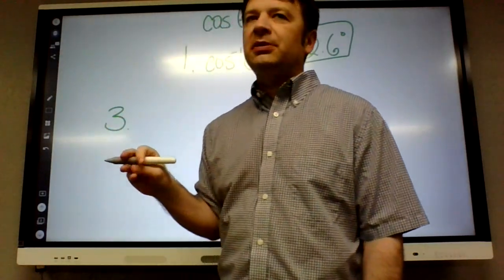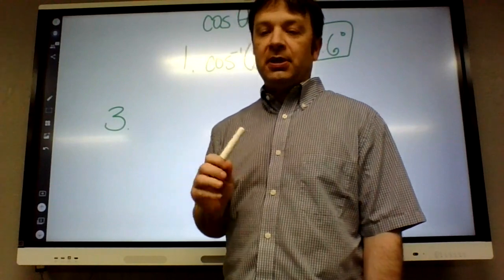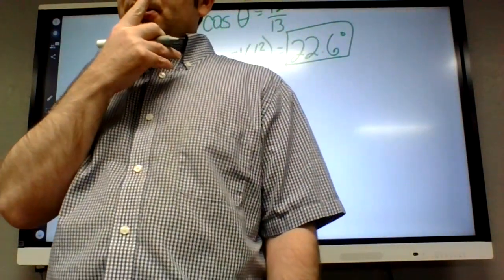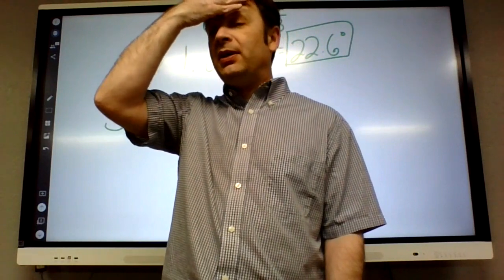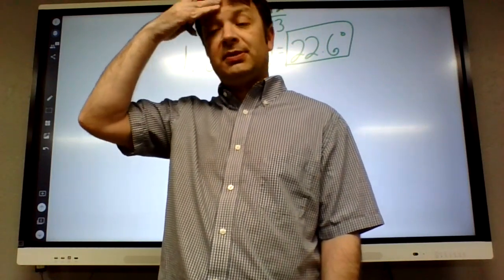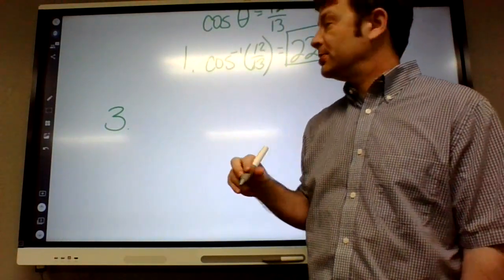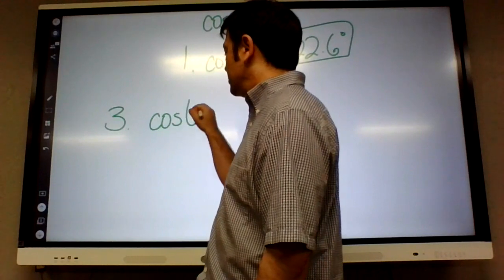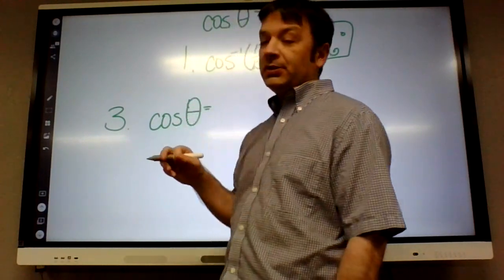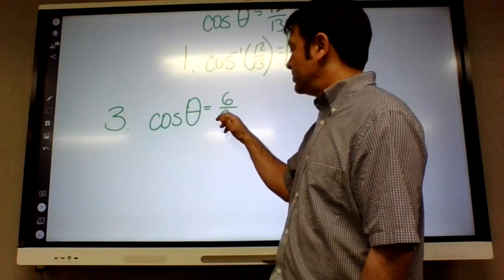Number 3. All right, we're gonna go around. Does anybody want to start on 3? All right, Timothy. Relative to theta on number 3, 6 and 9 are the what sides? Adjacent and hypotenuse, so we're going to use cosine again. So it's cosine of theta equals what? 6 over 9. Right. Adjacent over hypotenuse.